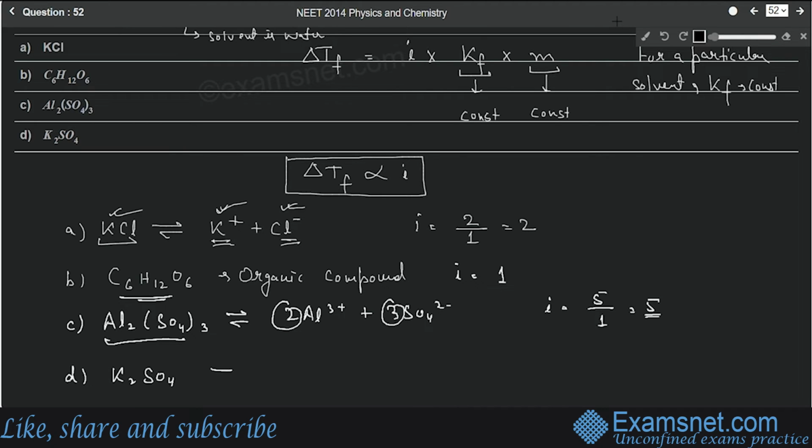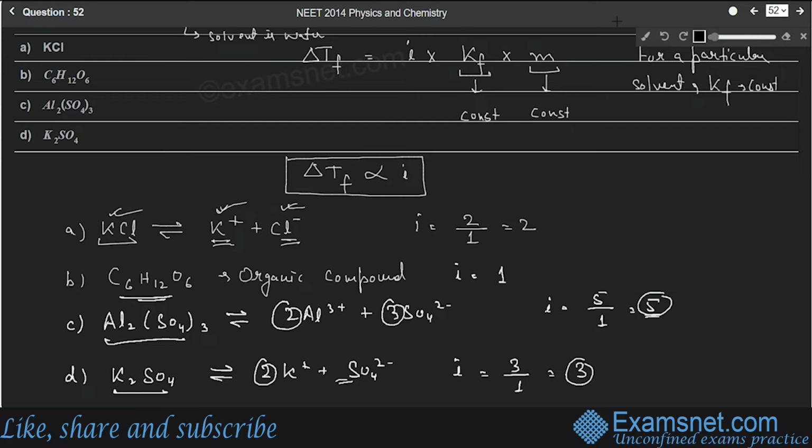So if it is dissociated, what do we get? We get 2K+ plus SO4 2-. So the Van 't Hoff factor will be equal to the number of moles of product, that is 2 plus 1, that is 3, upon the number of moles of the reactant, that is 1. So in this case the Van 't Hoff factor is 3.